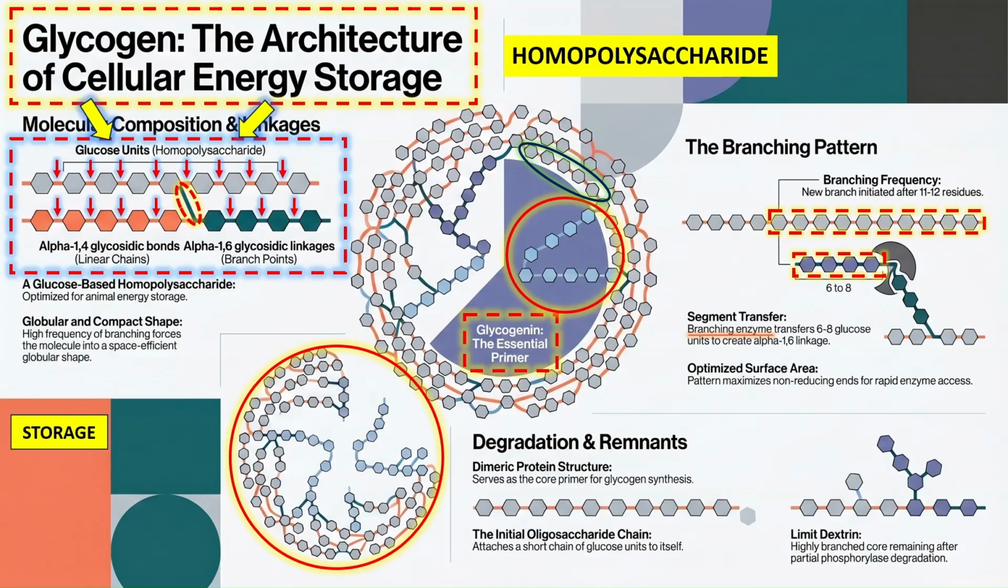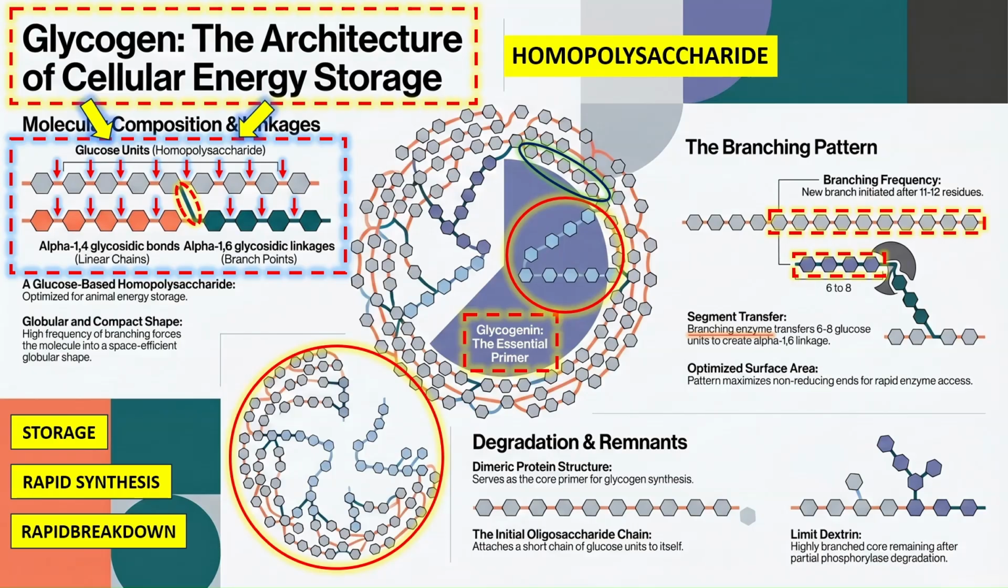The second reason is rapid synthesis. Multiple branches create many ends where the enzyme glycogen synthase can work simultaneously. As a result, glycogen can be synthesized very rapidly after a meal. The final reason is rapid breakdown. This branching also creates numerous non-reducing ends. When the body needs energy, the enzyme glycogen phosphorylase can attack many of these ends at the same time. This enables the rapid release of the glucose units during exercise, fasting or stress.